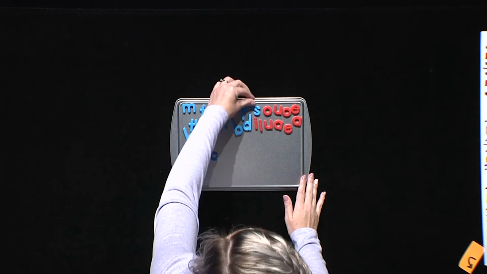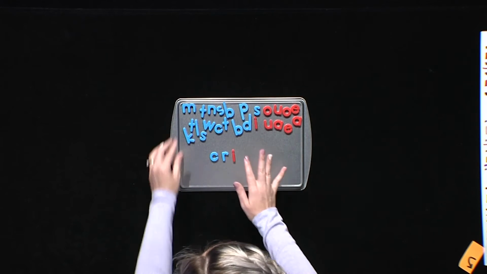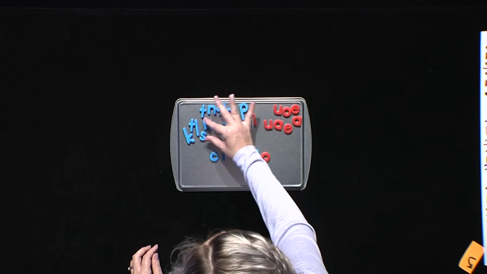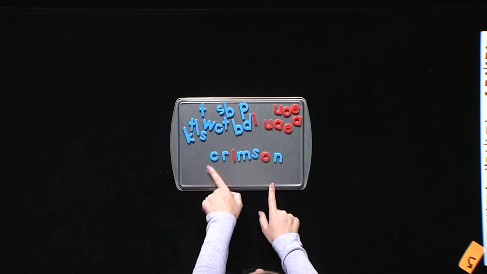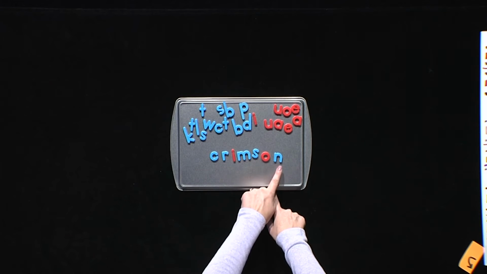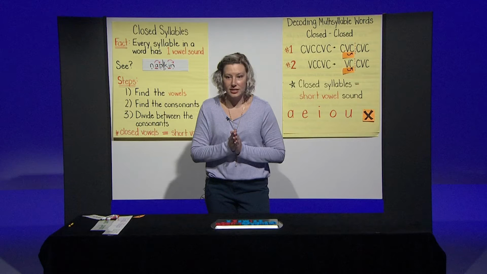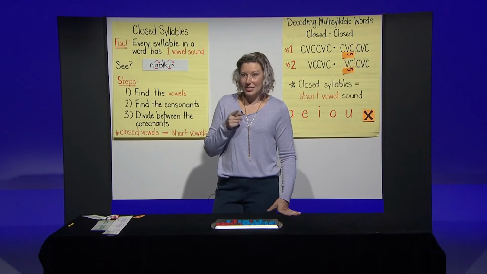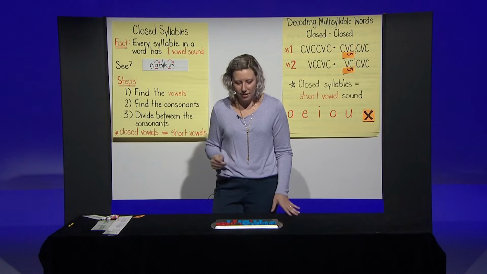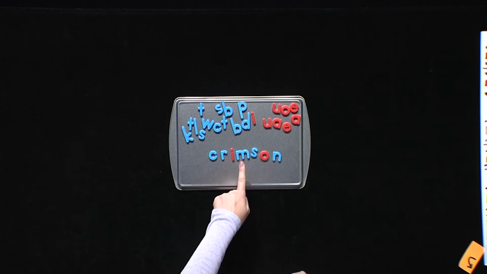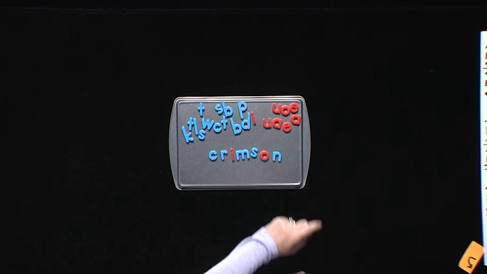K, m, s, n. Crimson. C-R-I-M-S-O-N. Now I want to figure out how to divide it into syllables. The fun trick with our magnets is our vowels are already colored red. So we know that our vowels are I and O. Now let's find our consonants. C, R, M, S, N.